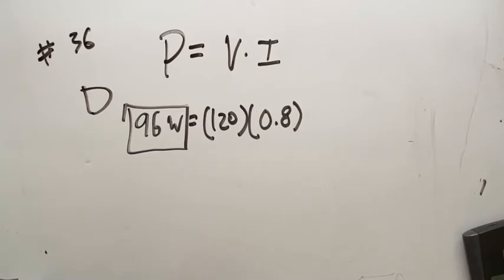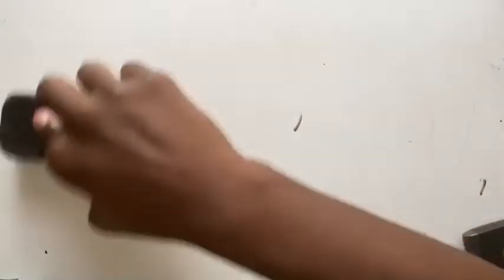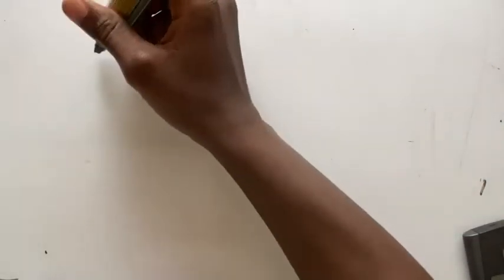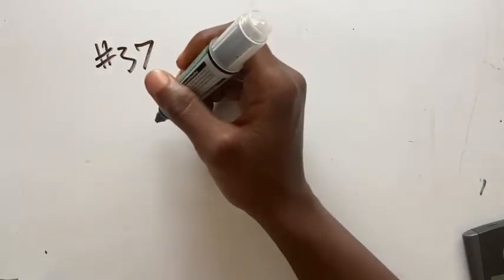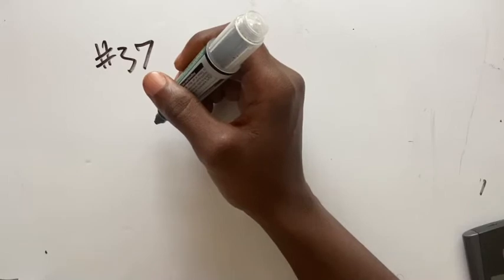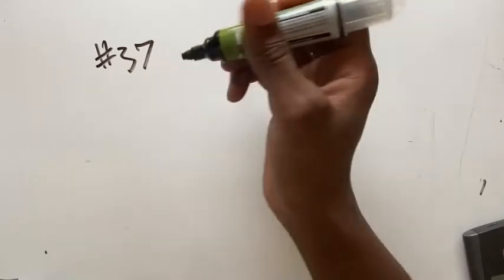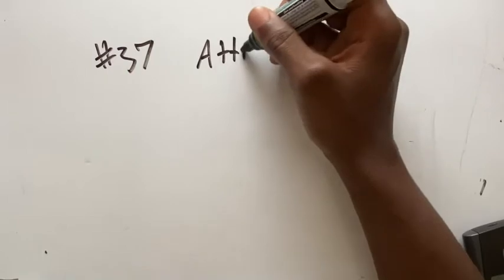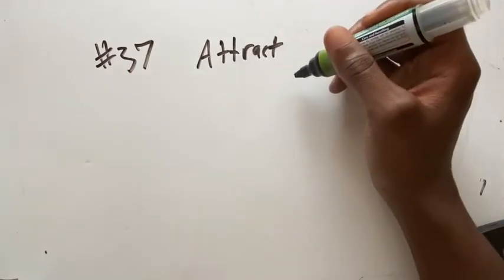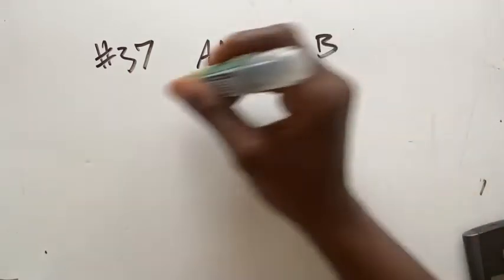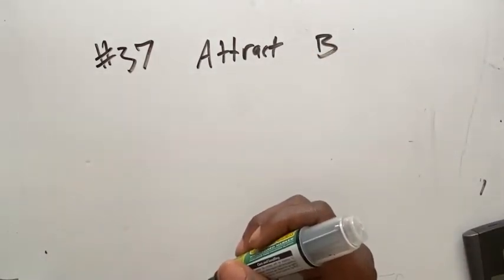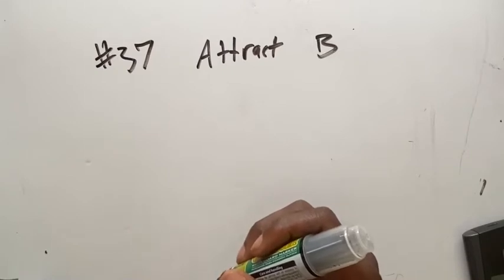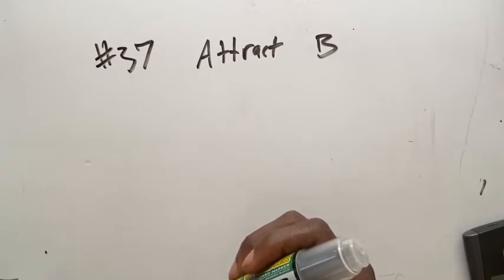Okay, so now 37, moving on to magnetism. 37 says, like kinds of magnetic poles repel, while unlike kinds of magnetic poles attract. That's pretty straightforward. That's going to be B for 37. 38 says magnet A has twice the magnetic field of B and pulls on B with a force of 100 newtons.